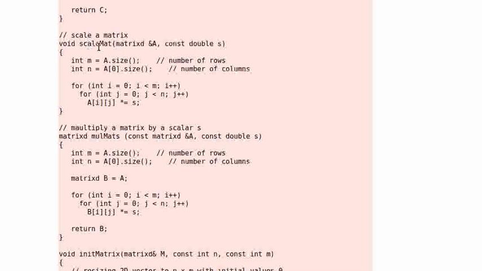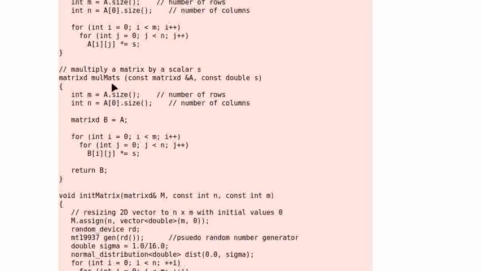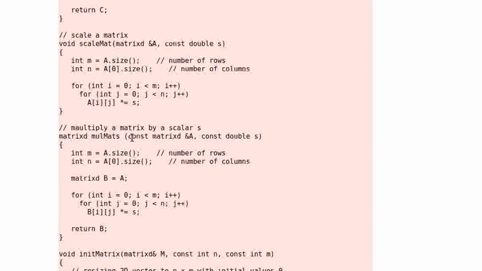Scale mat is to scale a matrix A. So basically we multiply all the elements of the matrix A by a constant S. So the content of matrix A is altered. And multi-mat, basically that's the same thing, but it does not change the content of A. So A is constant. Instead, it creates a new matrix B and returns the scaled elements contained in B.